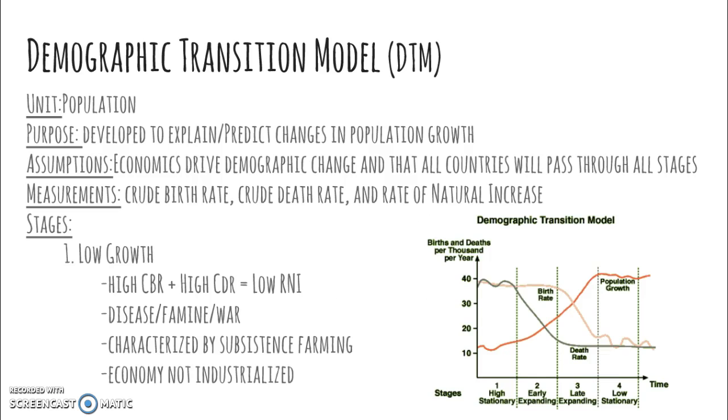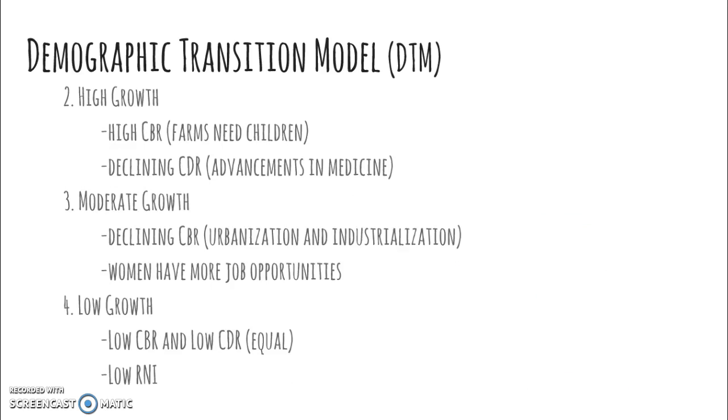Demographic transition is in the population unit as well, and it was developed to explain and predict changes in population growth. It assumes that economics drive demographic change and that all countries will pass through all stages. It measures the crude birth rate, crude death rate, and the rate of natural increase. And it has five stages. One is low growth, high birth rate, high death rate, low rate of natural increase. There's lots of disease, famines, and wars characterized by subsistence farming, and the economy is unindustrialized.